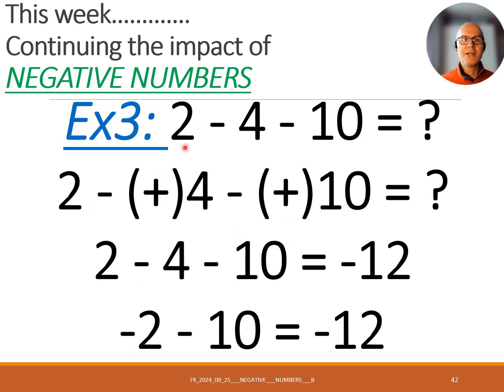Example 3. 2 subtract 4 subtract 10. Let's put the positive signs back in. 2 subtract positive 4. That stays as a subtract. Subtract positive 10. Subtract positive. That stays as a subtract. 2 subtract 4 is negative 2. Subtract 10, negative 12.